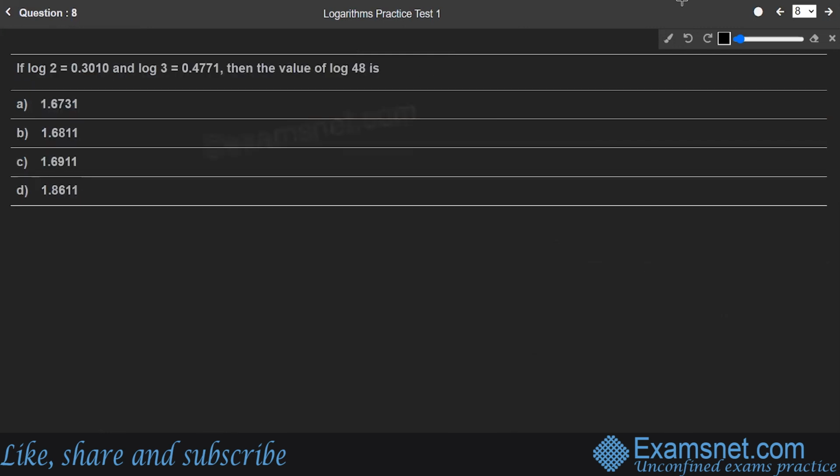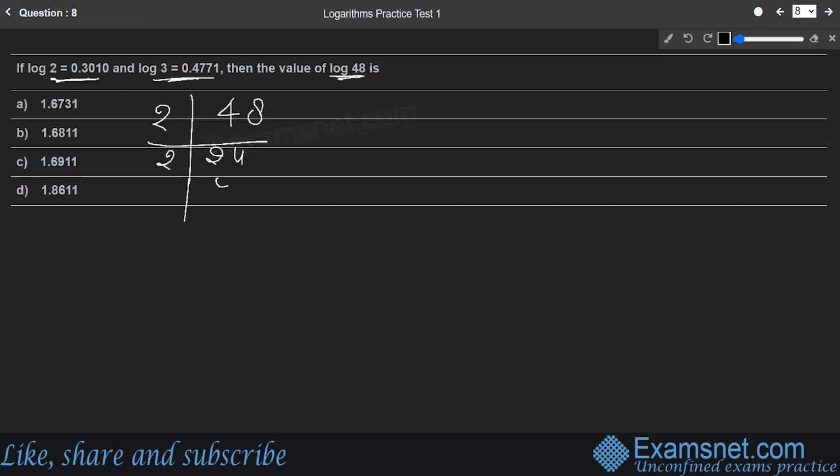Now they say if log 2 is equal to 0.3010 and log 3 is equal to 0.4771, then find out the value of log 48. In this kind of situation, we can factorize 48, and break 48's factors into 2 and 3 form only, and then we can use the log form. So let us try to break 48 first. If you do the prime factorization of 48, you can get the factors.